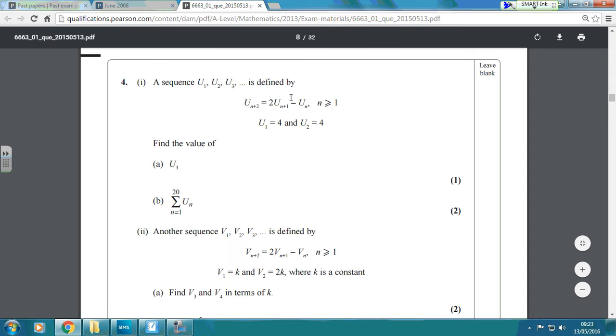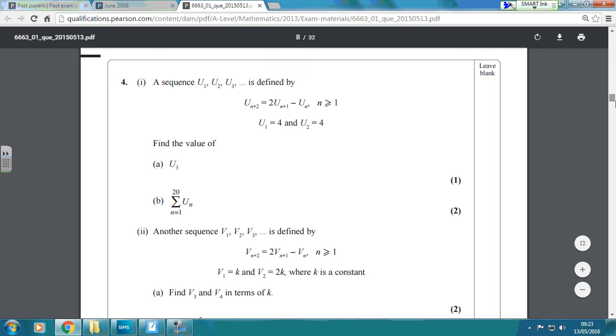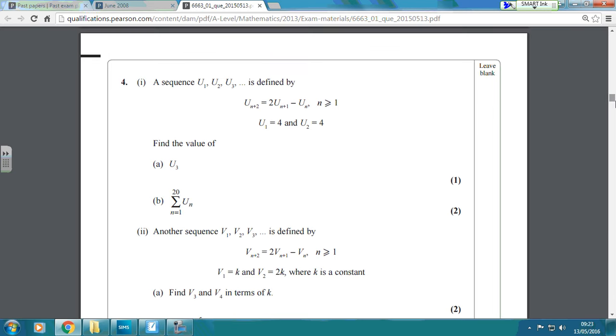So, question 4, recurrence relations. Now, the thing with the recurrence relations is understanding what the n's, the n plus 1s, and the n plus 2s mean. So, if this is any term, doesn't matter which term, could be the first term, could be the 100th term. If we've got n, then n plus 1 is the term after that one. So, if this is the 150th term, this one would be the one after it, so 151st term. This would be the one after that, which is the 152nd term.